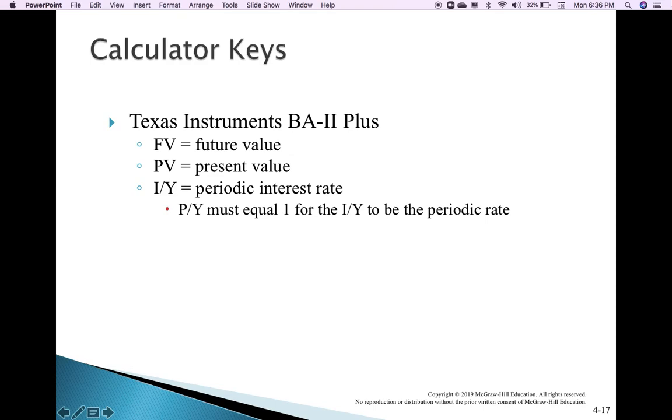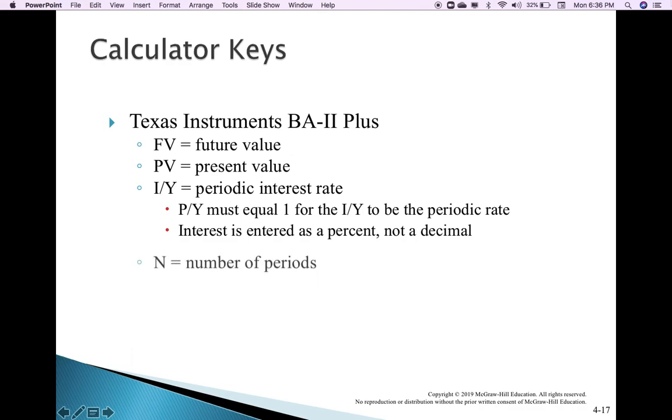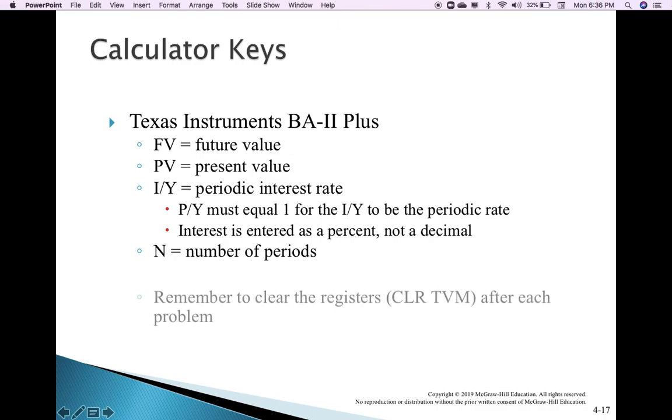Then the other calculation the calculator can do for you. Interest is entered as a percentage, not as a decimal. If it is 10%, enter as 10, not 0.1. N is the number of periods.